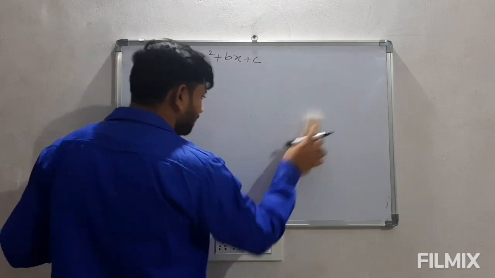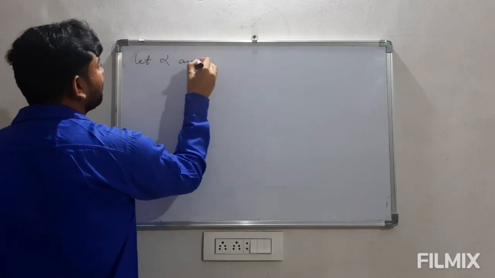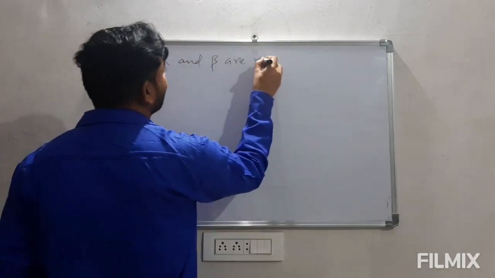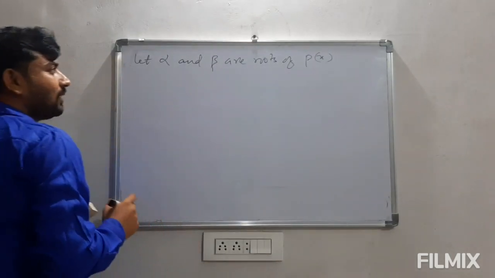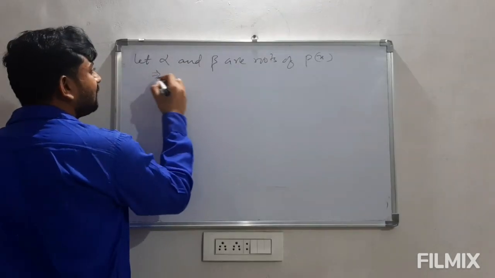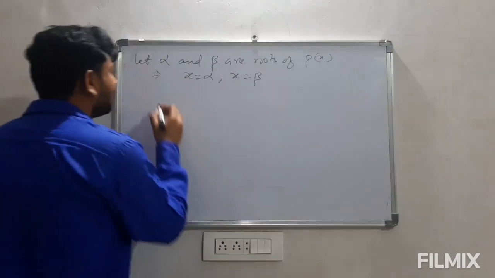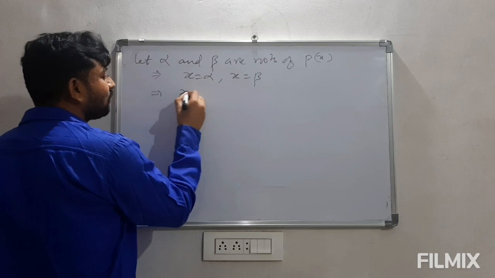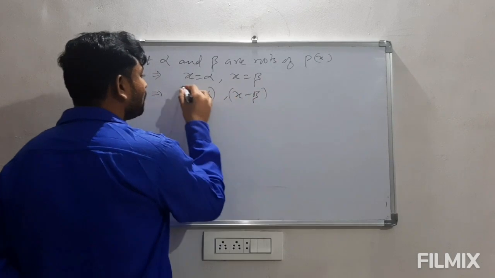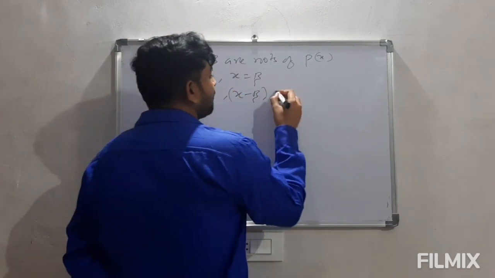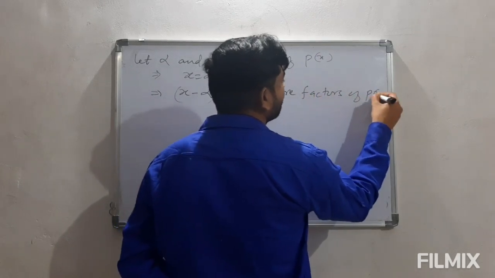Now let us discuss a second approach, that is, let alpha and beta be roots of p of x. If alpha and beta are roots of p of x, it means x is equal to alpha and x equals beta are the roots. Now if we shift this alpha to the LHS, what will we get? x minus alpha is equal to 0 and x minus beta. So these two are the factors of p of x.